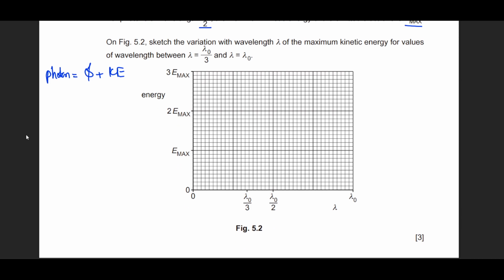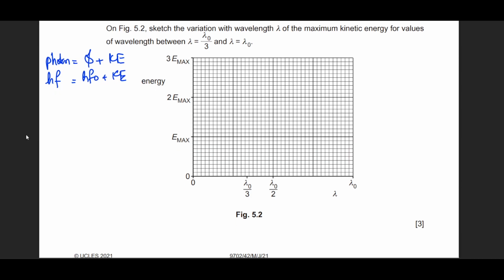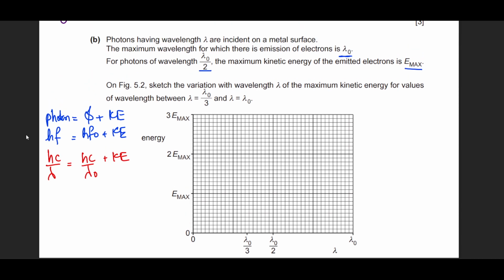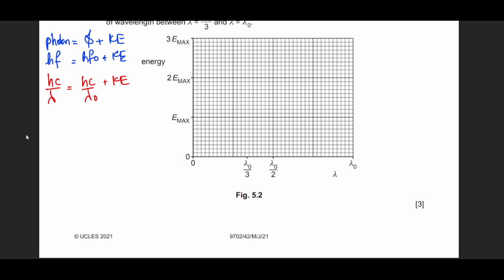So photon energy is going to be hf, which is going to be equal to hf naught, the minimum threshold frequency that is required, right? Plus the kinetic energy. Now since the whole graph is in terms of lambda, let's replace lambda in this equation. So this is going to become hc by lambda equals hc by lambda naught plus the kinetic energy. Now he told us that when the wavelength was lambda by 2, then the kinetic energy was Emax. So let's replace this in this.